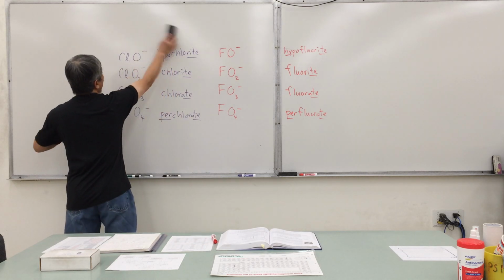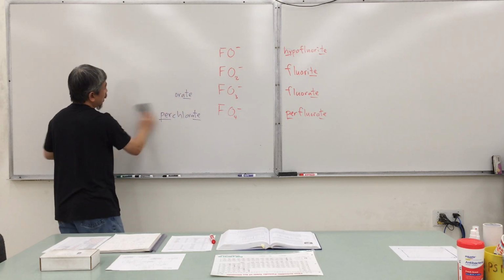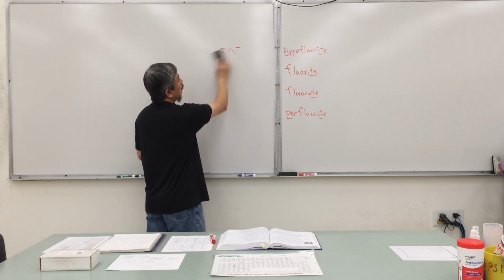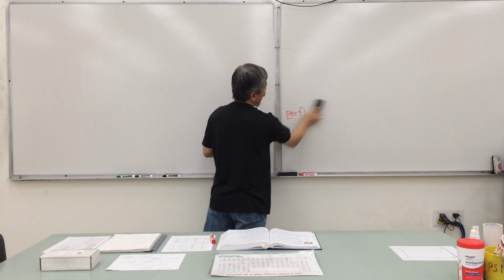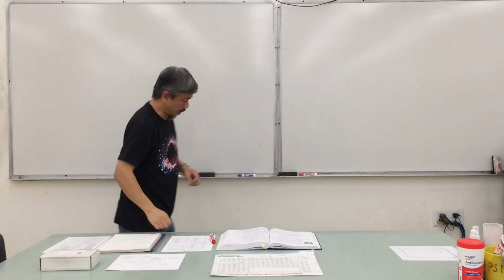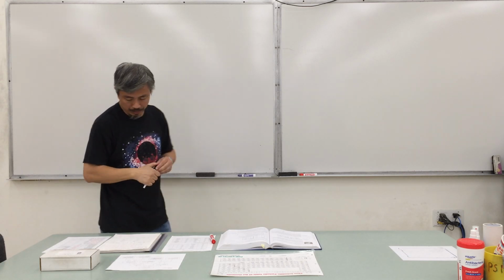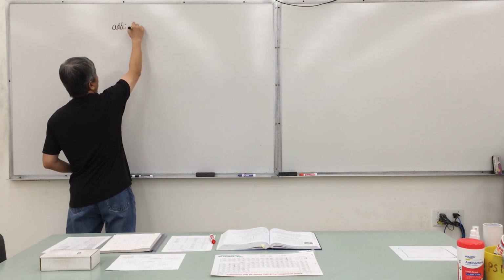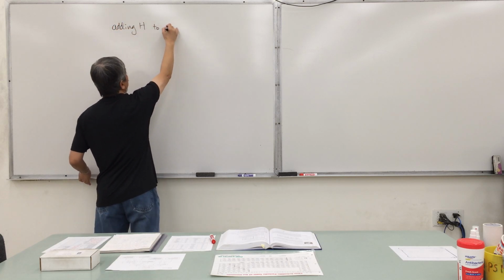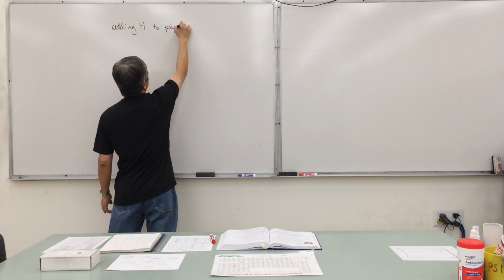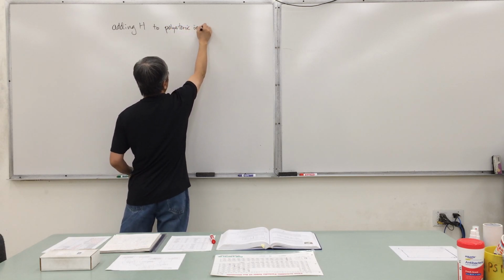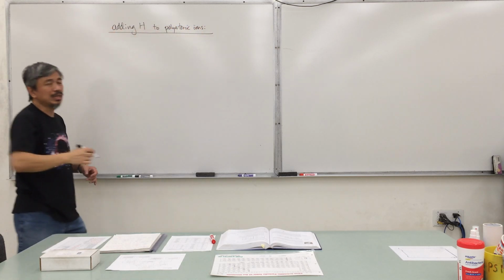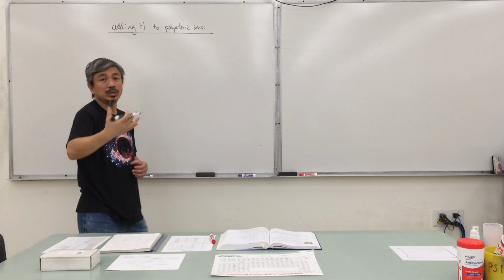Then we can move on to a third trend. In the third trend, we'll see what happens when you add hydrogen to a polyatomic ion. So let's look at the effect of adding hydrogen to polyatomic ions. Now, when I say adding hydrogen, I'm really looking at the fact that hydrogen has a tendency to lose electrons.